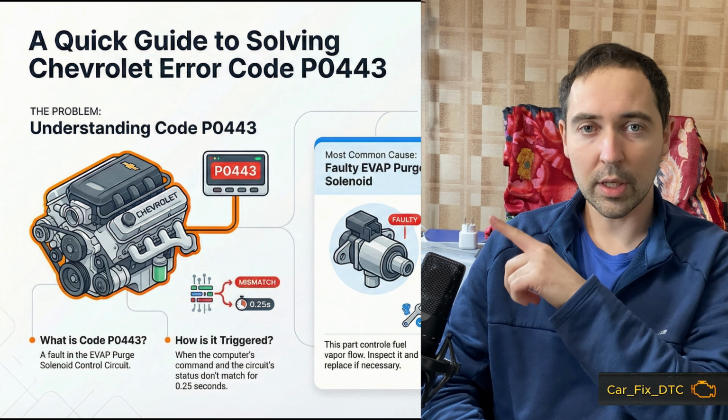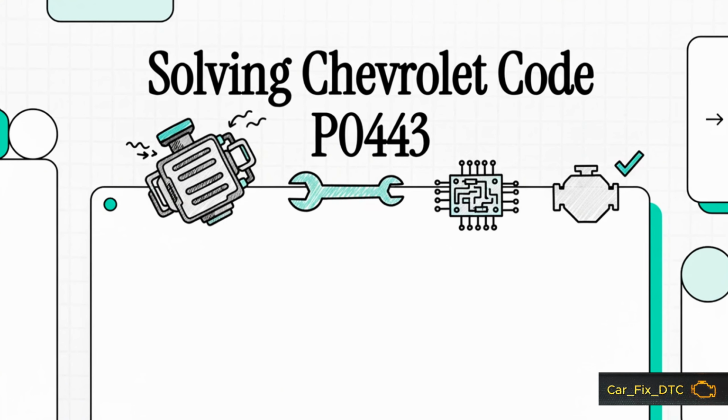So, your Chevy's check engine light is on and it's throwing a P0443 code. Hey, don't sweat it. In the next few minutes we're going to break down exactly what that code means and we'll lay out a clear, step-by-step plan to get it fixed.